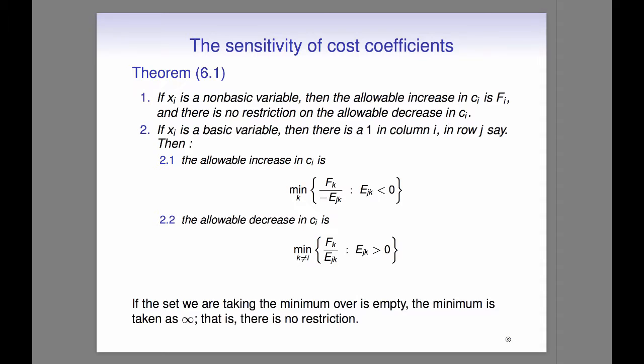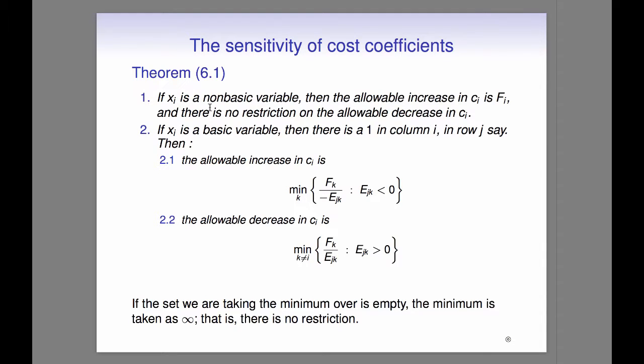And here is theorem 6.1, which concerns what happens when we change one of the cost coefficients. So we're going to change cost coefficient Ci. So I is fixed here. It could be 1 or 2 or whatever, but it's a fixed thing. And you notice that the theorem depends on whether or not the corresponding decision variable xi is basic or not. So there's 2 parts of the theorem.